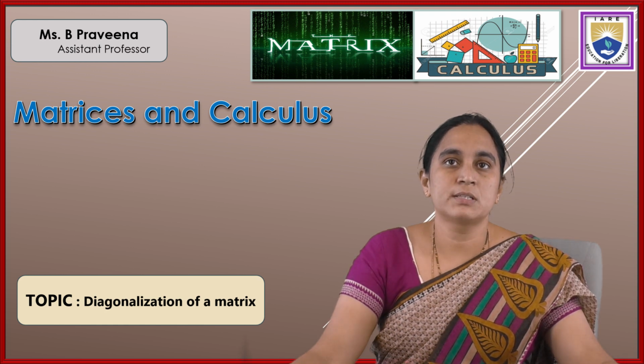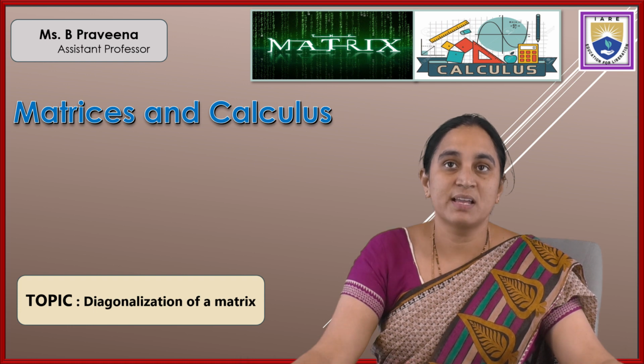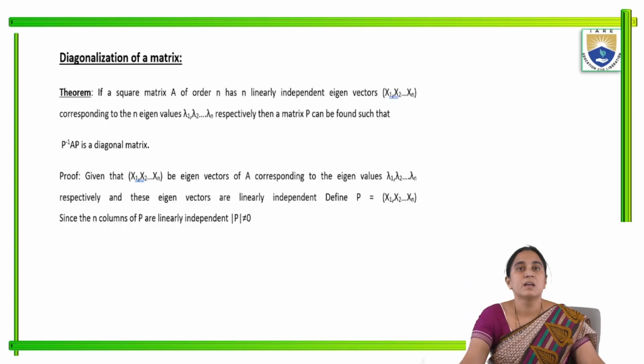Today I want to discuss the topic of diagonalization of a matrix. It comes under Module 2 in the Matrices and Calculus subject. Already we know that, what about diagonalization of a matrix? Simply, what do you call a diagonal matrix? Except for the diagonal elements, all the remaining elements are zeros. That is the definition of a diagonal matrix.